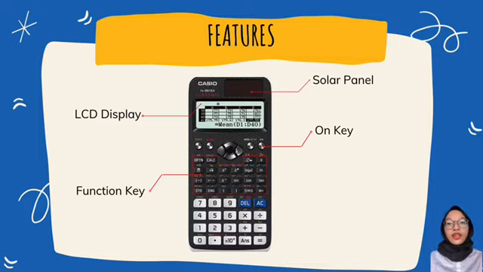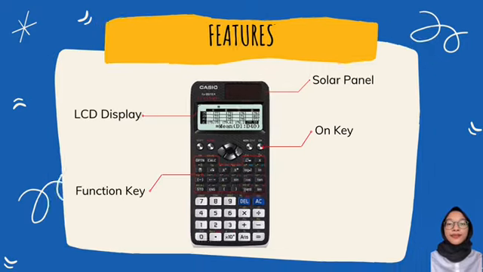Some keys also have a third function, which is printed in red above the key. These functions, which are accessed by pressing the alpha button before the appropriate key, allow numerical values stored in calculator memories to be used within calculation. When you press the button, the symbol A appears at the top of the calculator display.